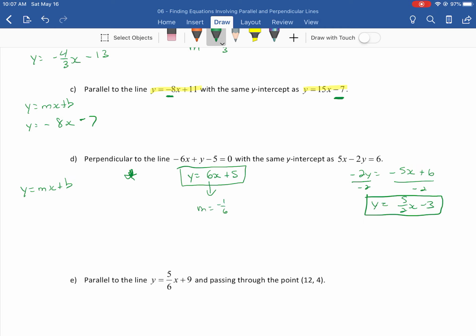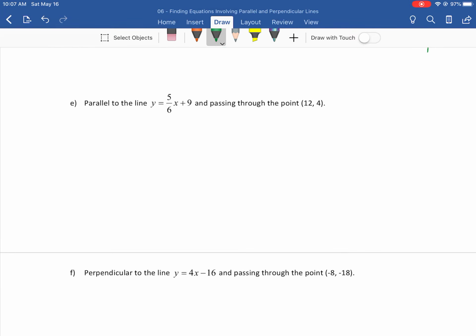I've got to flip it from 6 over 1 to 1 over 6 and change it from positive to negative. So I get negative 1/6 x. And the same y-intercept as this, I want this y-intercept here, which is negative 3. See, when it was in y equals mx plus b form, finding the information I wanted was pretty straightforward. So again, so important to get these into y equals mx plus b form, you'll find it much easier to do the questions once you've done that.